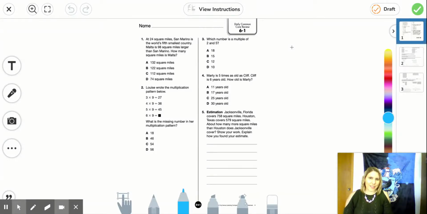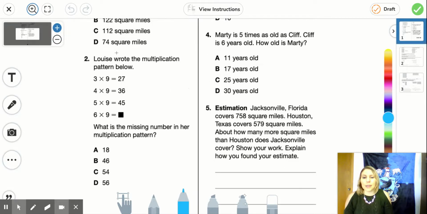Hello, boys and girls. This is a video to help you with today's math lesson, 6-1, the distributive property. You should have this assigned to you on Seesaw. And this first page is your daily Common Core review. You're going to be doing this on your own, but I'm going to read the problems to you really quick just so that you know what they say.